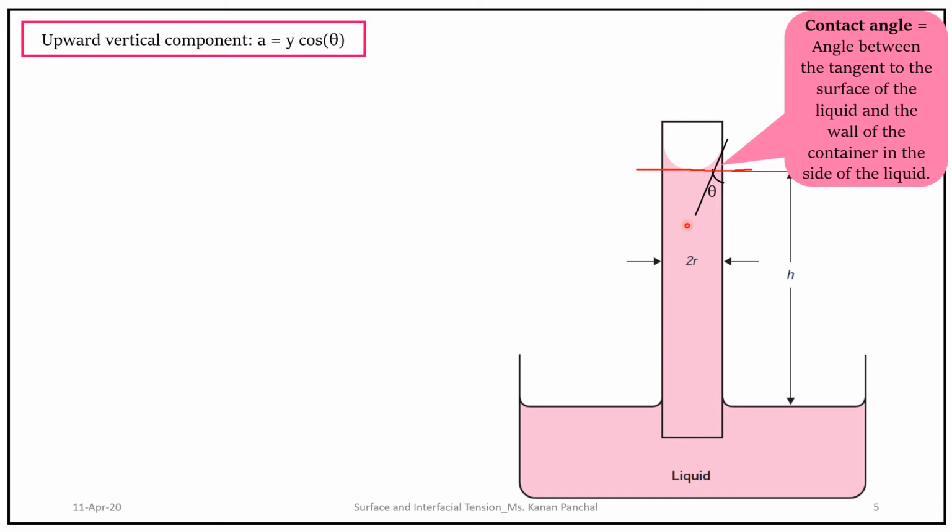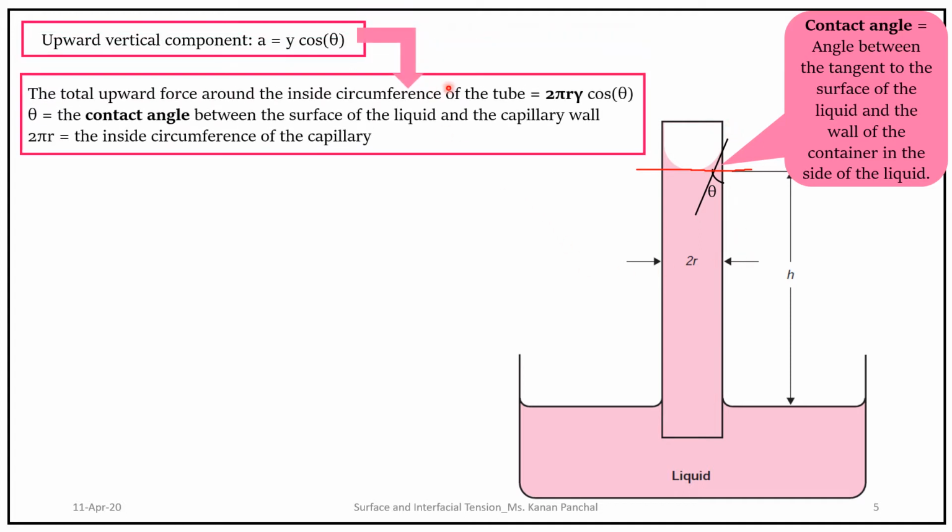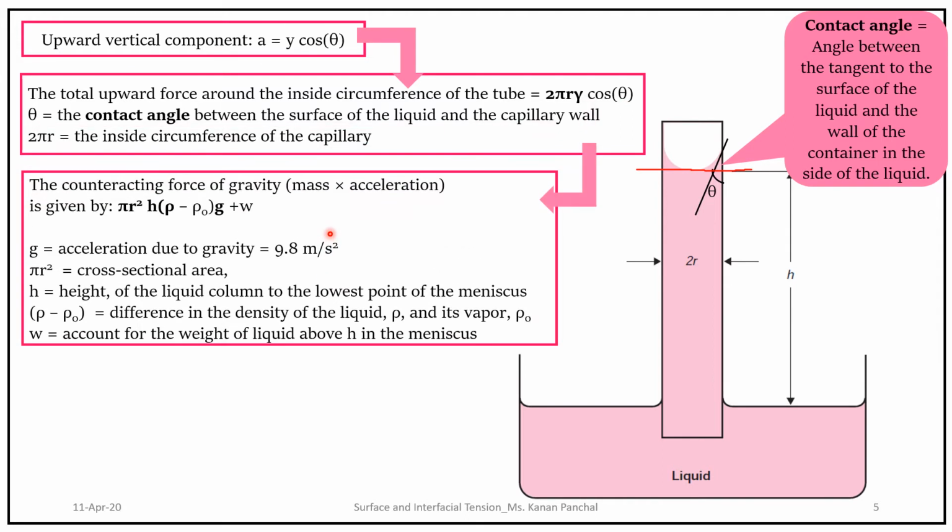A contact angle is nothing but the angle formed by the tangent to the surface of the liquid and the surface of the solid container. So when you further solve this, we get 2πrγ cos θ, where 2πr is the circumference of the meniscus, γ is the surface tension, and cos θ is from the contact angle. Now the downward component is given by πr²h(ρ − ρ₀)g + w, where πr²h makes up the volume of the liquid, ρ is the density of the liquid, and ρ₀ is the density of the atmospheric air present, which we neglect and consider to be 0. g is the acceleration due to gravity, which will remain constant. And w accounts for the weight of the liquid right above the meniscus, which is this part right here. But for experimental purposes, we further neglect it and consider that to be 0.